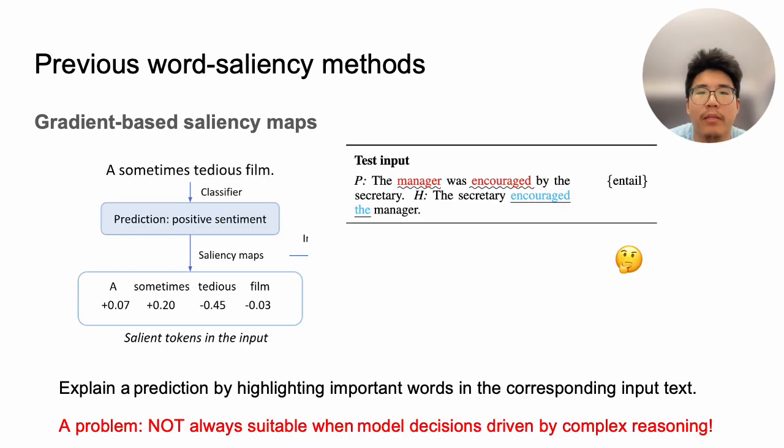In later slides, I will also introduce the details compared to the methods proposed by this paper. However, there is a problem: they are not always suitable when the model decision is driven by complex reasoning. For example, in the example on the right-hand side, given two sentences denoted as P and H respectively, the task is to infer whether sentence P entails sentence H. The tokens that get the most positive and negative saliency scores are marked in cyan and red respectively, and we can see that an importance measure of each individual token might not give us much useful insight to understand such a model's prediction.